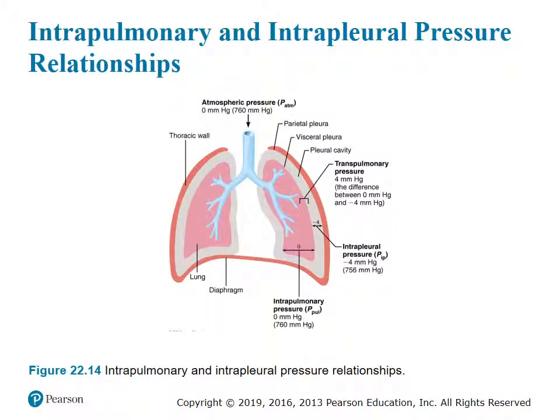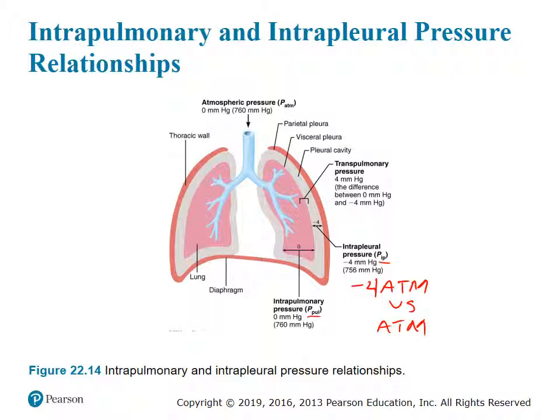And so this is what we're seeing here. We're seeing the intrapulmonary pressure and the interpleural pressure. We know that the interpleural pressure is always negative, and on average negative 4 mmHg versus the atmospheric pressure. So it's always negative 4.